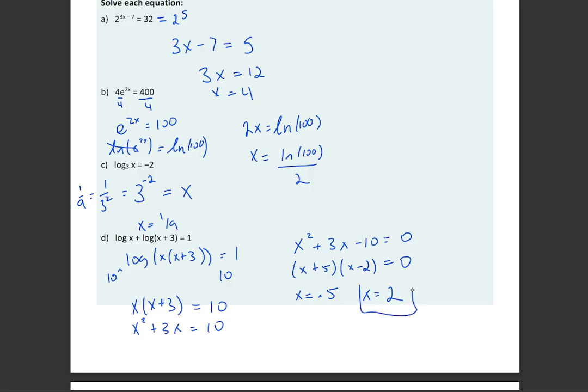Now, x equals 2 we like, but x equals negative 5, we actually can't include that in our solution set. We actually need to throw this one out. We cannot take the log of a negative number. Therefore, x equals negative 5 is not in the domain of this function. Therefore, we throw it out and we only have x equals 2 as our solution.